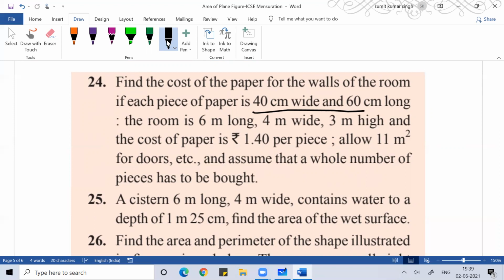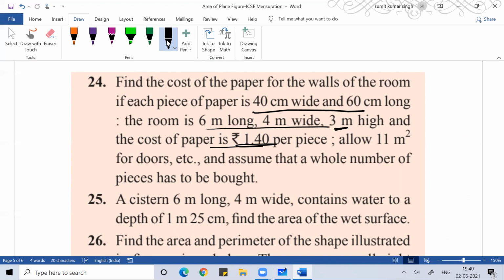First we'll find the area that needs to be covered by the wallpaper. So that will be 49 meters square. What did you find? 49 meters square. We find the area that needs to be covered by the wallpaper, which is the area of the four walls of the room. The total area of the four walls will be 2 into 6 plus 10, that is 6 into 10, 60.